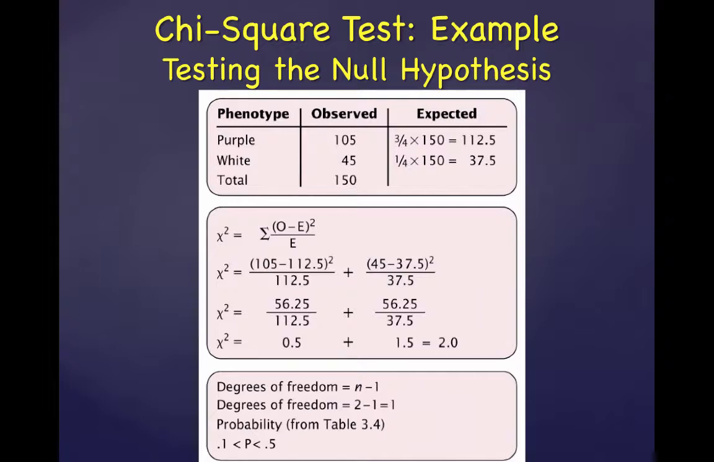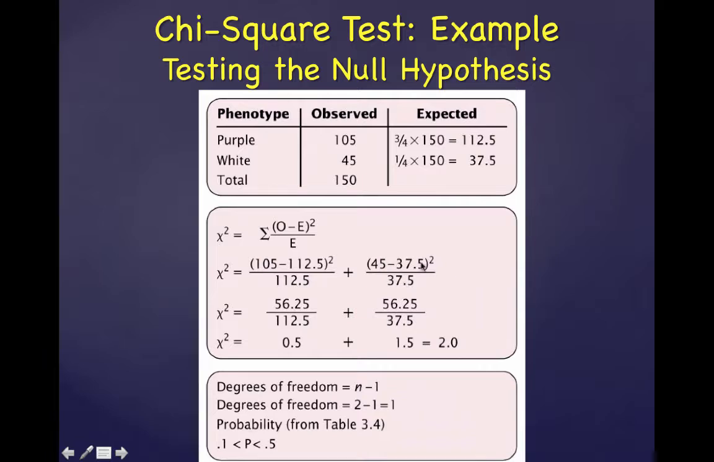So now that we have our observed and our expected numbers, we can then proceed through the chi-square analysis. So chi-square is going to be designated as x squared, and we're going to follow this equation here: the sum of the observed minus the expected, squared, divided by the expected. So in this case, we're going to look at two sets of numbers and then add them together. Our first set of numbers has to do with our purple flowers, the second set with the white flowers. With our purple flowers, we observed 105, but we should have expected 112.5. So we'll take the difference and square it, and then divide that product by 112.5.